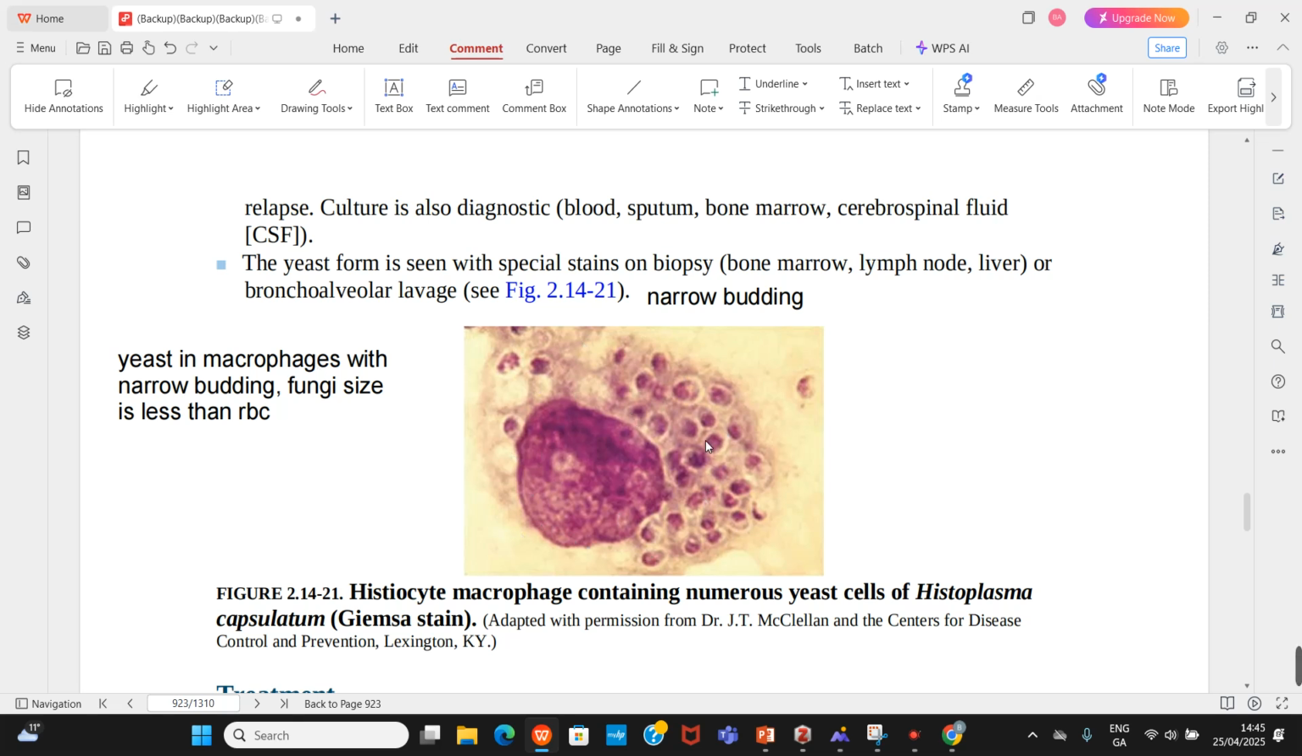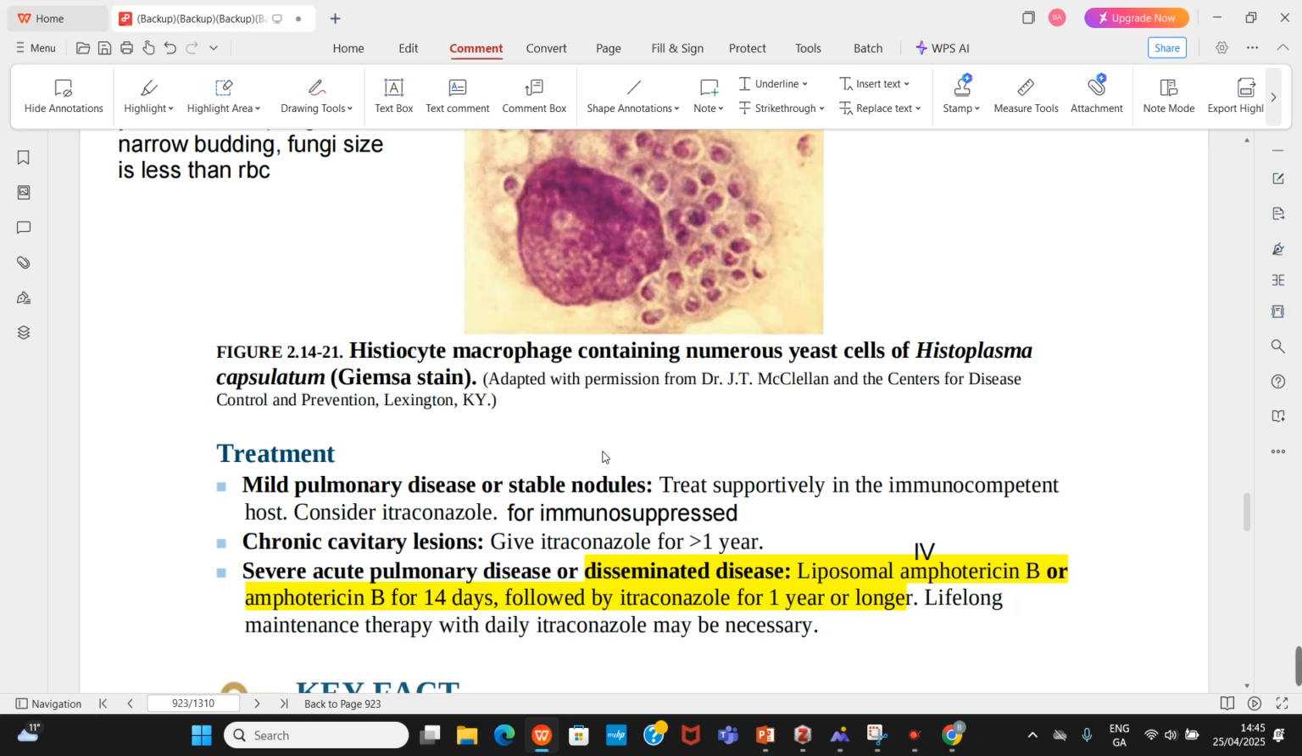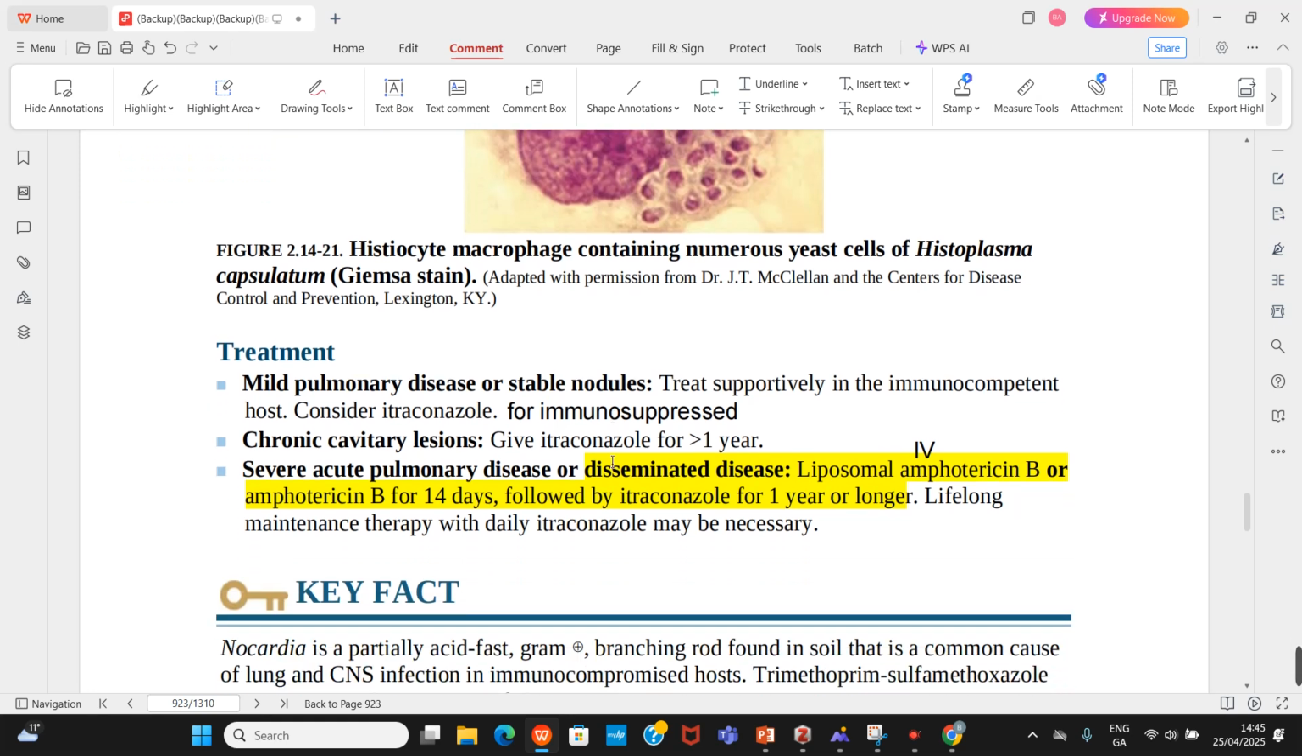And they can further help us and tell us that the yeast have a narrow base. So narrow-based yeast in macrophages, think about histoplasmosis. So they infiltrate the macrophages. How do you treat?